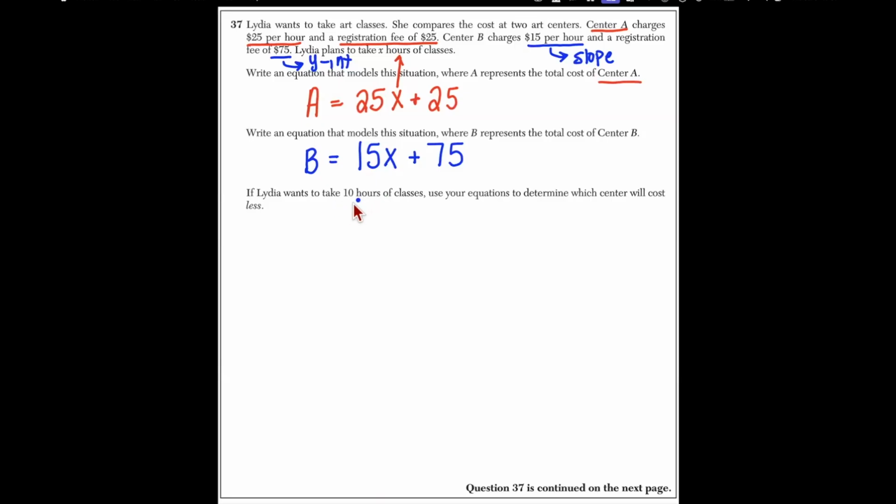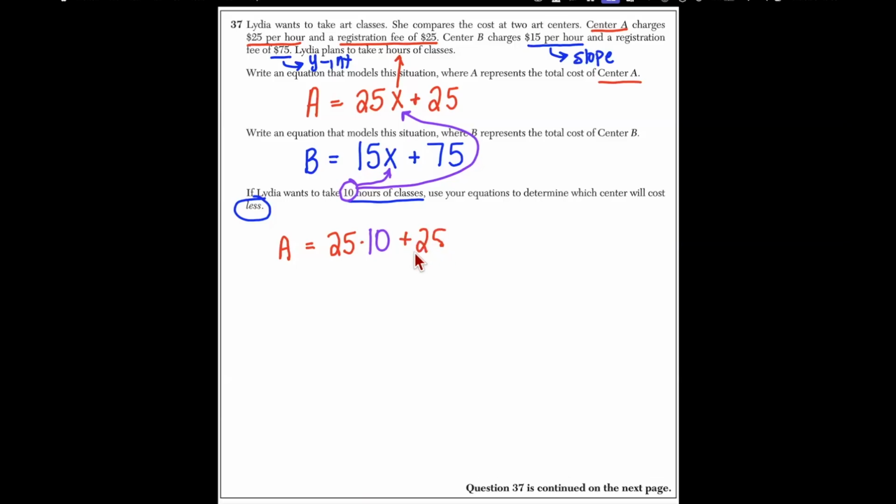Now, next part. If Lydia wants to take 10 hours of classes, use my equations to determine which center will cost less. Now this part itself is fairly straightforward. All I need to do now is take this value of 10 specifically, and substitute it here, and check which one costs less money. That's literally all it's asking me for here. So let's start with center A. I know this here is 25 multiplied by 10 plus another 25.